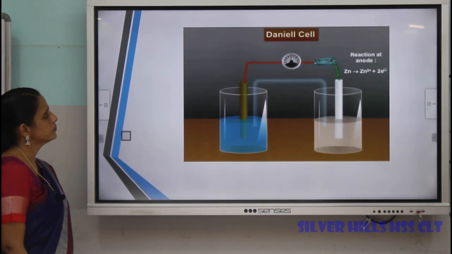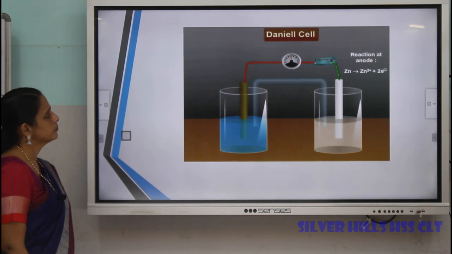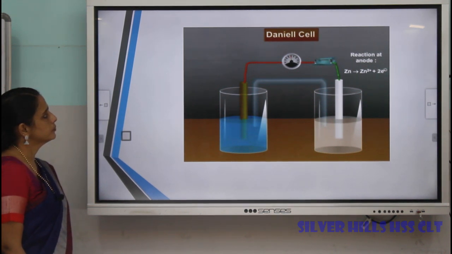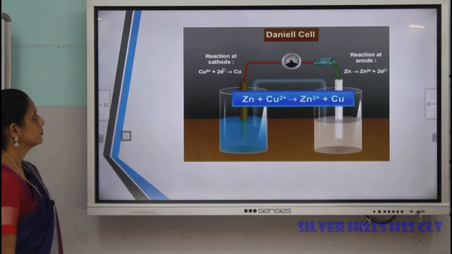These two electrons are then transferred by the wires to the copper electrode, where they are absorbed by the Cu2+ ions to form copper. So the copper electrode acts as a cathode, and here is the reaction that takes place at the cathode. So what is the net reaction that takes place in the Daniell cell? Here it is.